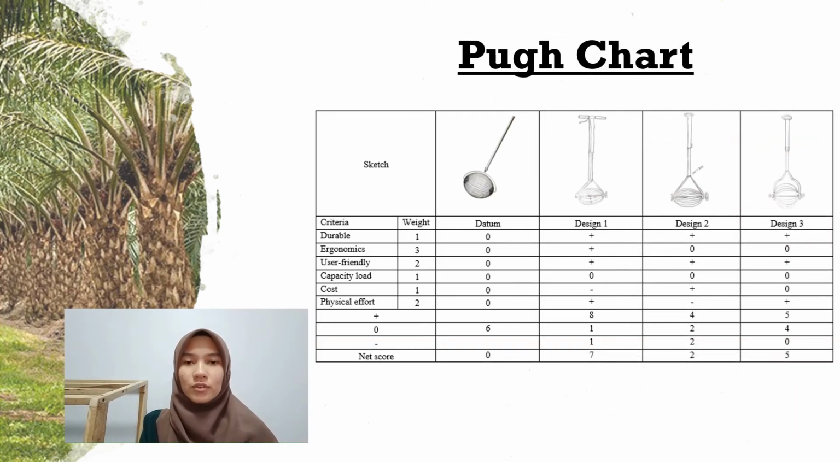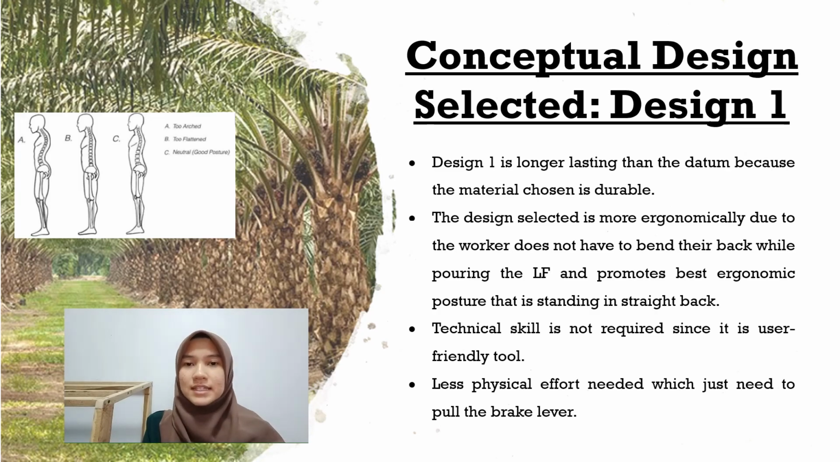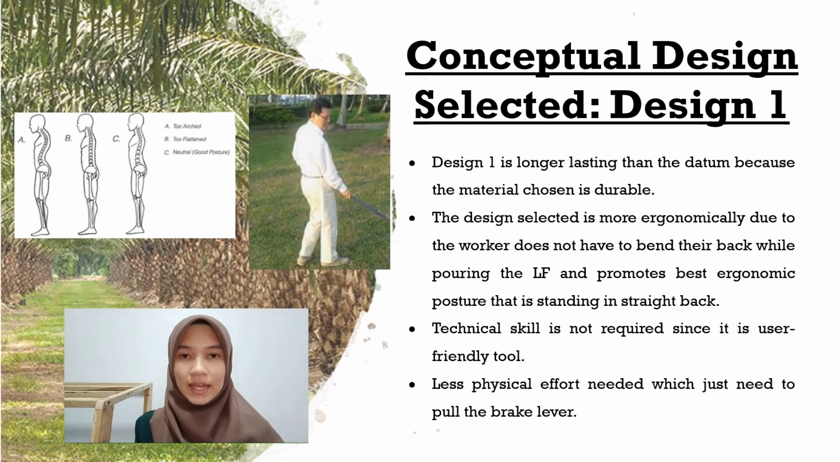Then, the Pugh chart was constructed to make a better comparison between the 3 conceptual designs. Okay, since the net scores on the Pugh chart show conceptual design 1 is the best because it has the greatest number, it was selected as the project design. The material of conceptual design 1 is more durable than the datum. That is one of the reasons why it was selected. Also, it provides an ergonomic work posture, that is standing with a straight back, as depicted in the figures. The braking system does not need special skills to be used and simultaneously requires less physical effort.